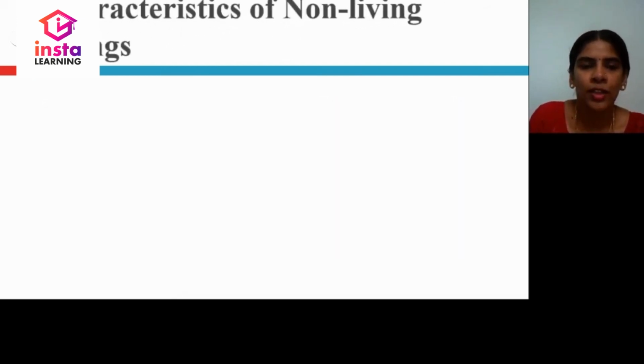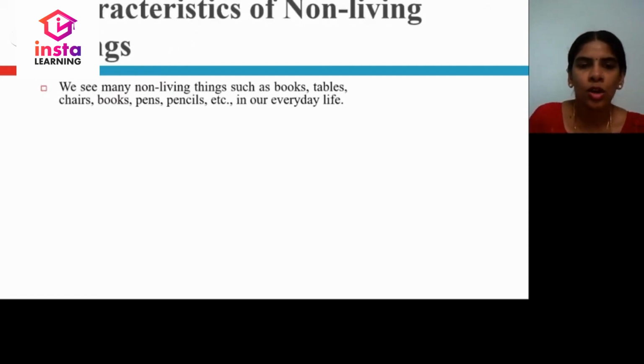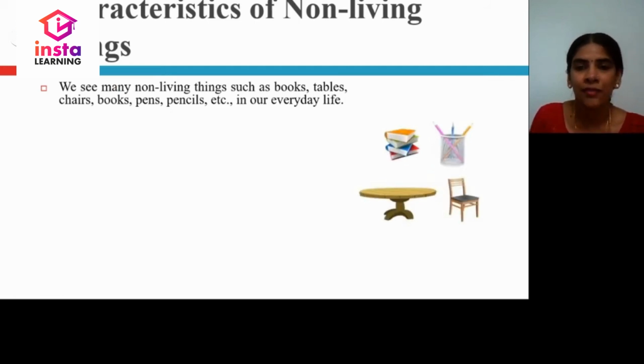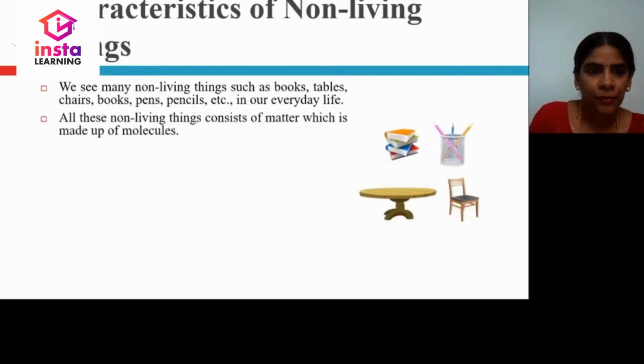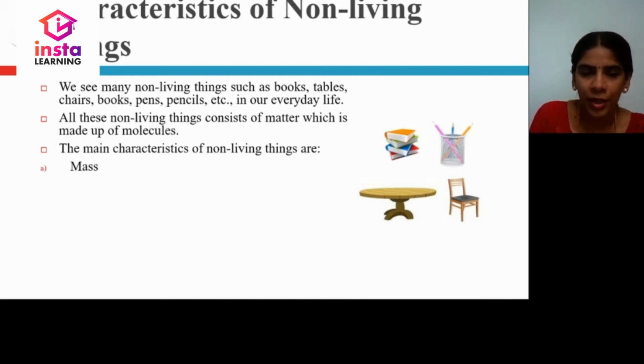Characteristics of non-living things. We see many non-living things such as books, tables, chairs, pens, pencils, in our everyday life. All these consist of matter, which is made up of molecules. The main characteristics of non-living things include they possess mass, that is weight. They have volume, they occupy space. They are heavy, mass, so weight. They possess density, that is mass by volume will give you the density.